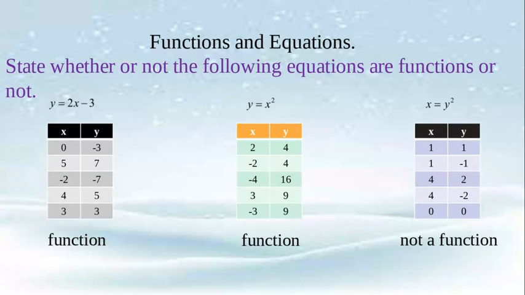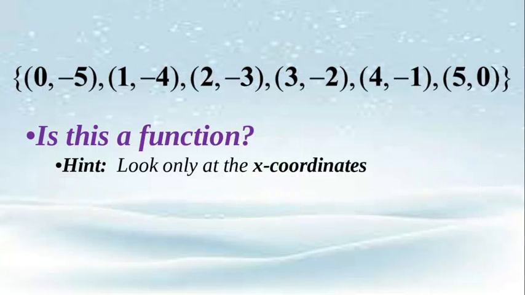Okay? So we've gone over how to tell if a table is a function or not. So now we're going to talk about how to tell if a set of points is a function or not. And the good thing with this is that you do it the same exact way as telling if the table is a function or not. All you have to do is look at the points and see, do any of the x's go to more than one y? So same thing, ignore the y's, just look at the x coordinates, just look at the numbers in the front.